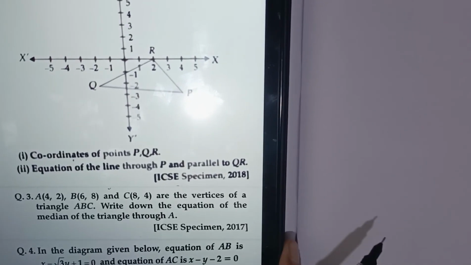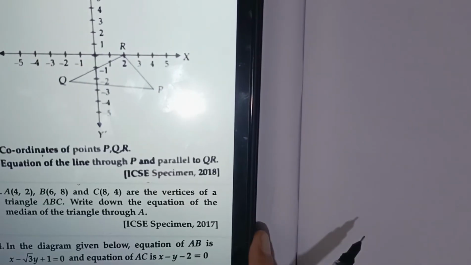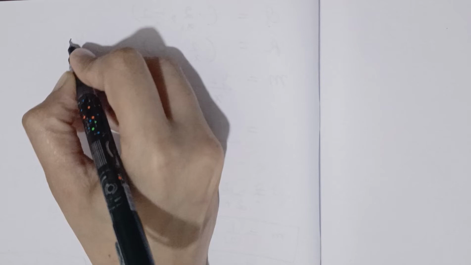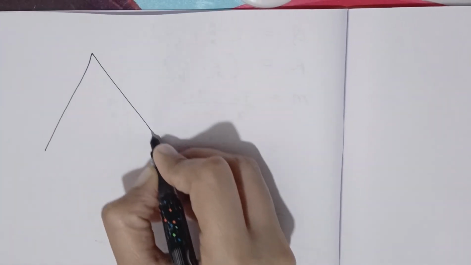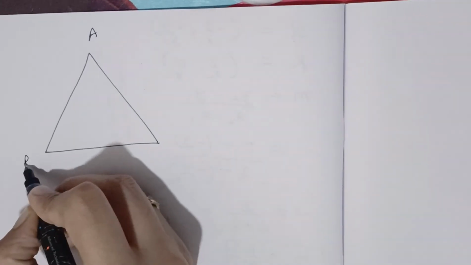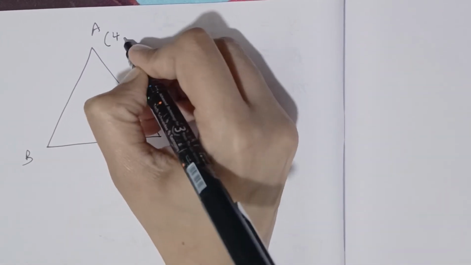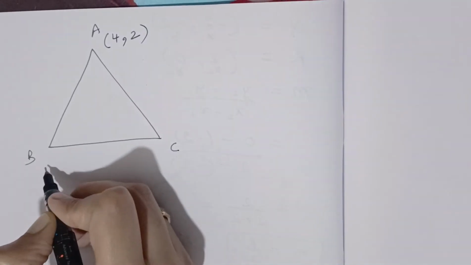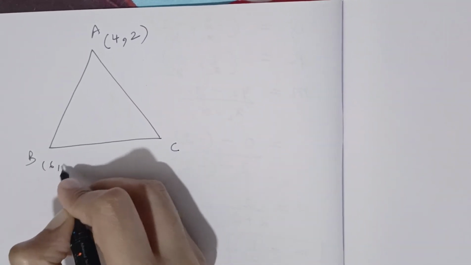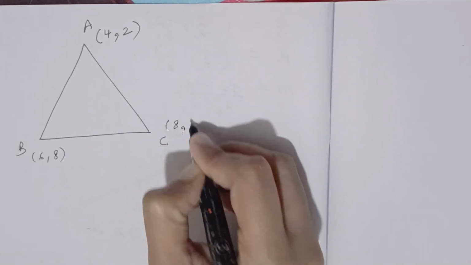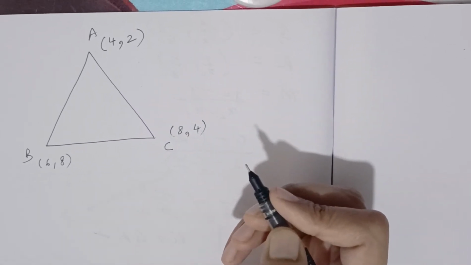Okay. So first of all, once we are finished with reading the statement, we have to immediately draw the figure. So a triangle is there. I am drawing one triangle. Triangle ABC I have drawn, and coordinates of A, B and C I am writing now. So A's coordinates are 4, 2, B's coordinates are 6, 8 and C's coordinates are 8, 4. All the coordinates I have written.